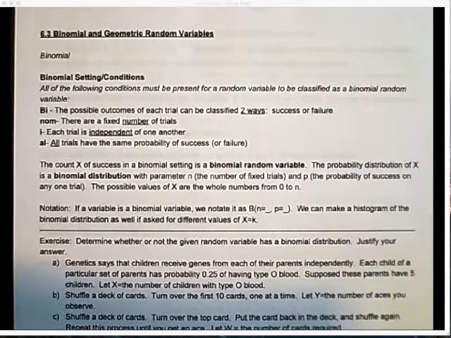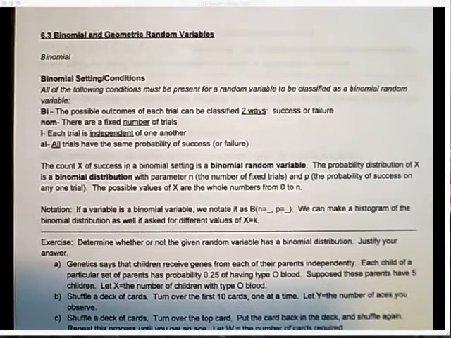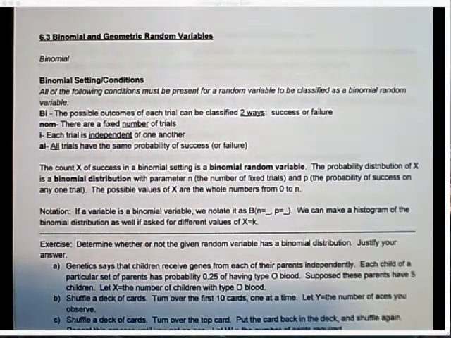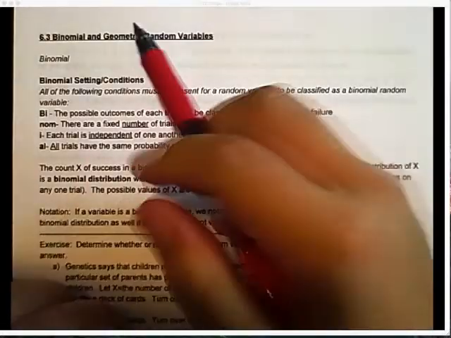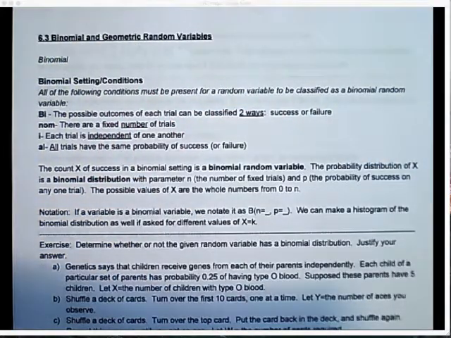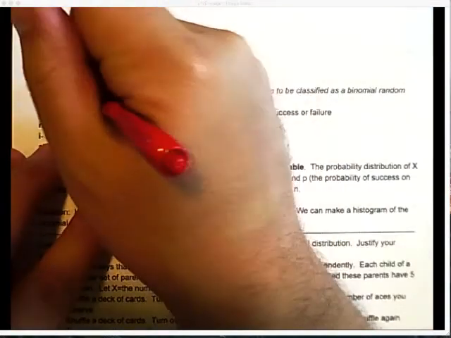Alright guys, we're going to move on to section 6.3, and just a fair warning, this is kind of a longer section. So this section is about binomial and geometric random variables. Depending on the time of the video, I might cut this, I might make one video for binomial and another for geometric, just depends how long it goes.